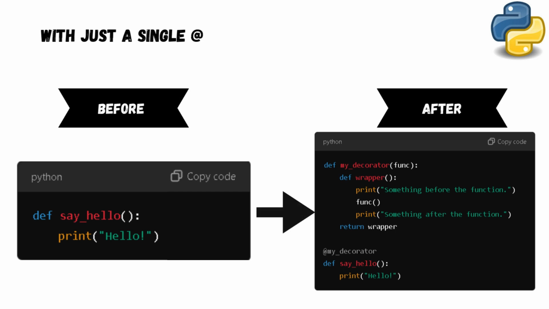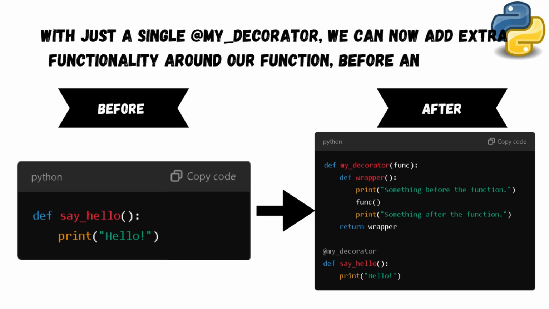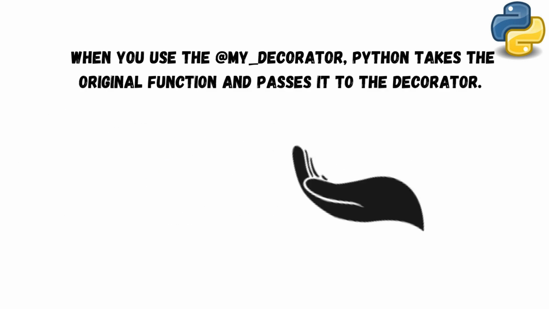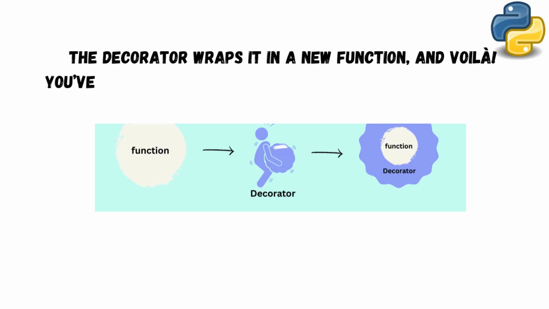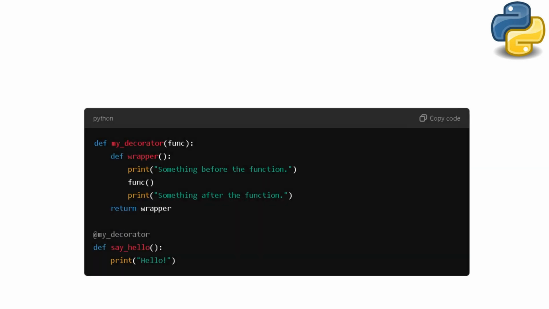With just a single @my_decorator, we can now add extra functionality around our function, before and after it runs. Cool, right? Here's how it works. When you use the @my_decorator, Python takes the original function and passes it to the decorator. The decorator wraps it in a new function, and voila! You've added behavior without touching the original code.